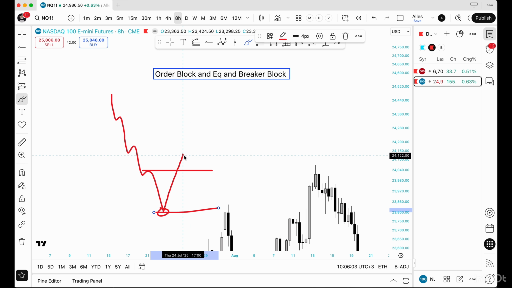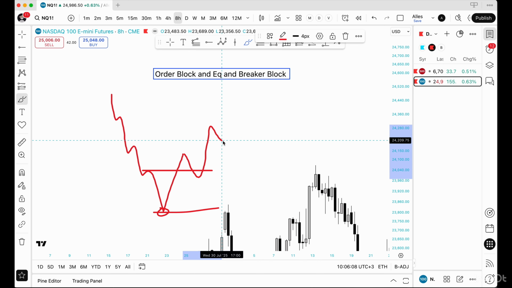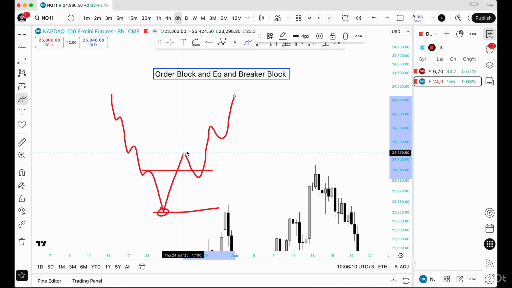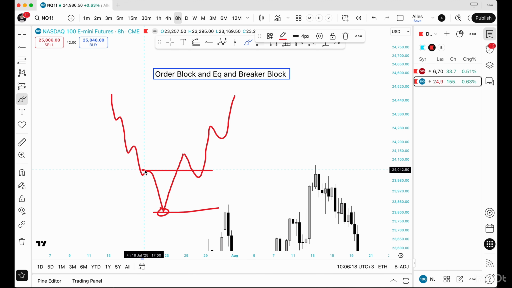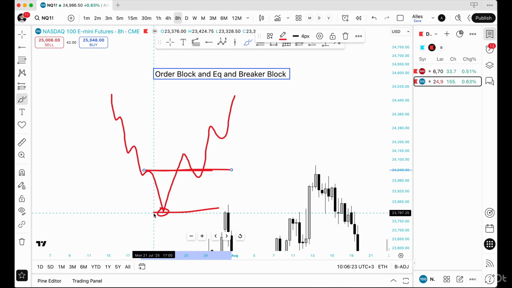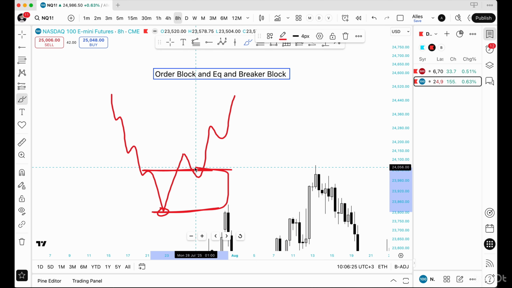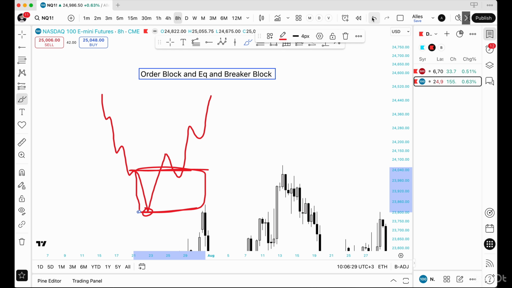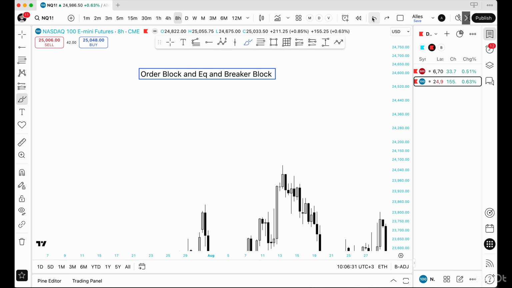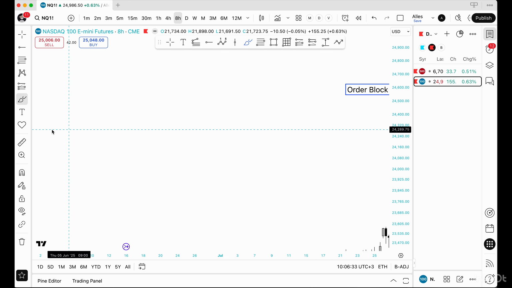Now we are monitoring a new uptrend, and the new uptrend needs new highs, new lows, new highs, and so on. So this part is the order block. The order block is from the recent high, which we broke, to the lowest. And this part is our order block. And that's already it. So let's do it for the other direction.